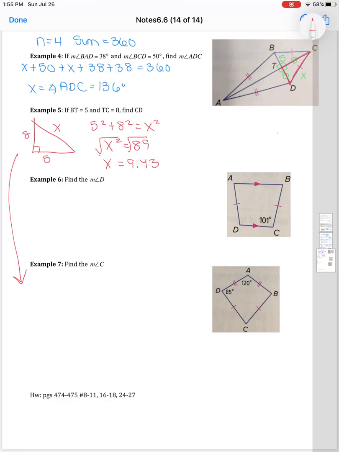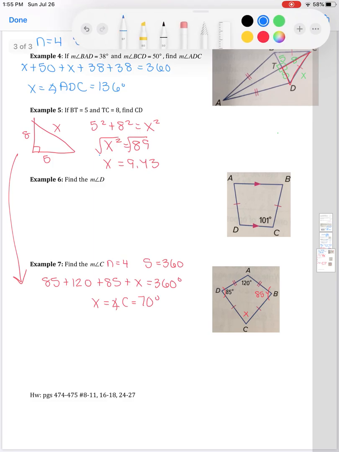We know the diagonals are perpendicular, so this is, again, a Pythagorean Theorem situation where I'm going to take out the triangle. I've got 5, 8, and x. So I've got 5 squared plus 8 squared equals x squared. X squared comes out to 89, and then when you take the square root, x is equal to 9.43 for that final answer. Now let's do 7 before we jump back into a trapezoid here.